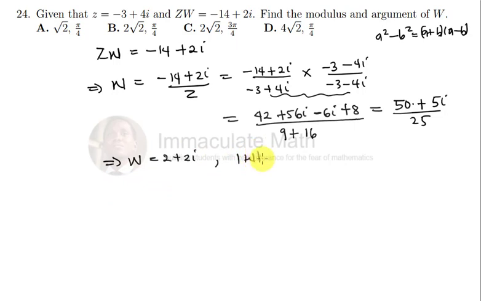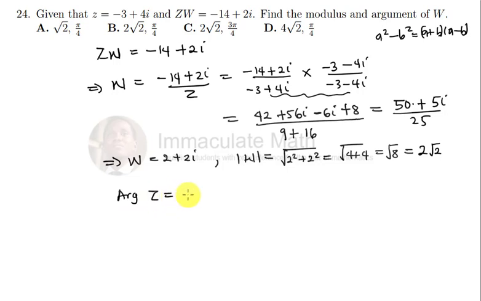Of course, that's quite easy. The modulus of W would be the square root of 2 squared plus 2 squared. So this is the square root of 4 plus 4, which is the square root of 8, and it's still written as 2 square root of 2. Okay, so we have our radius to be 2 square root of 2. So what will now be the argument of z?